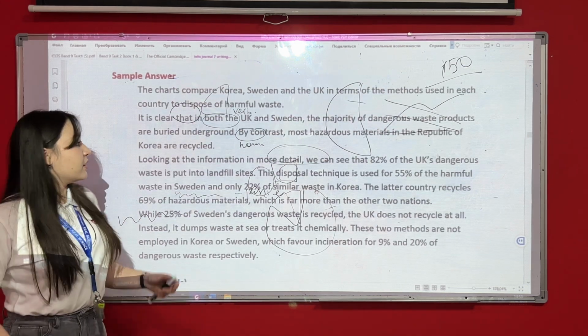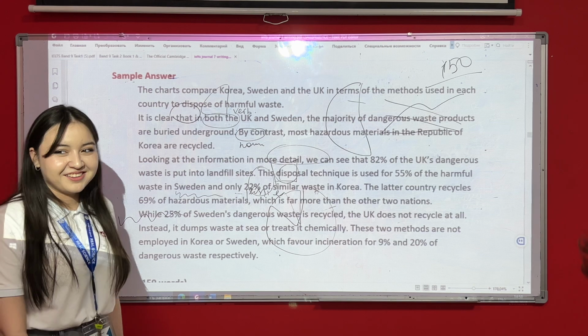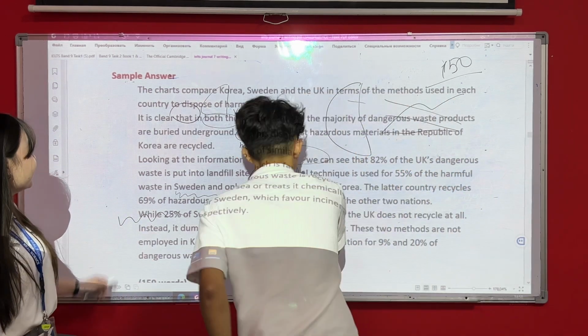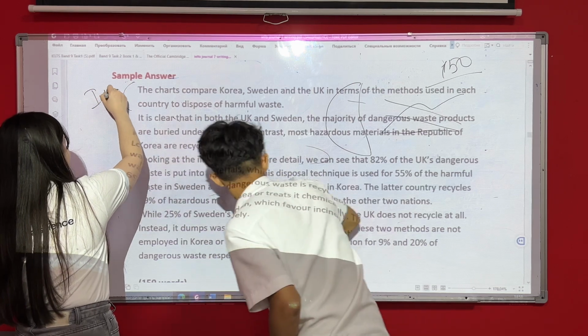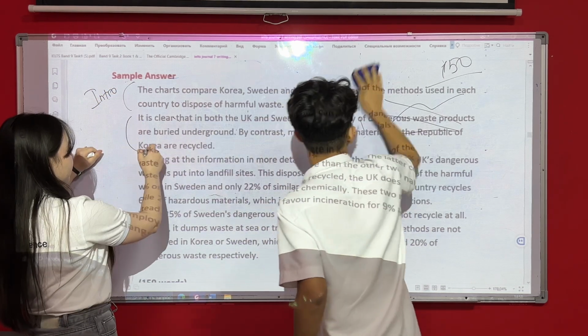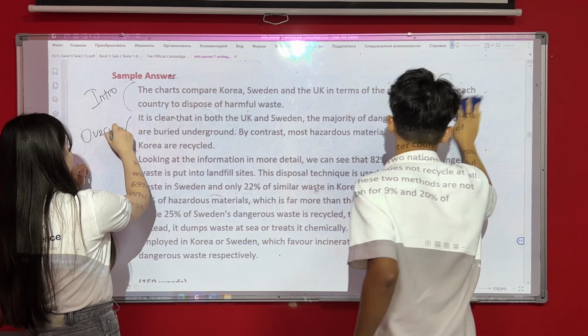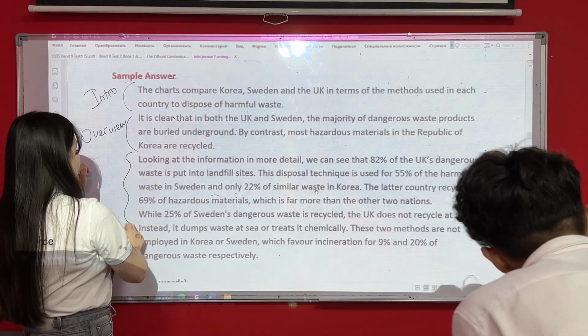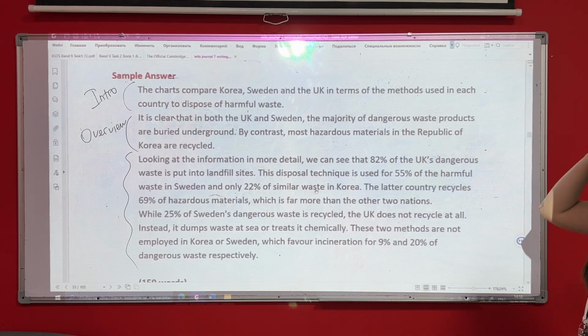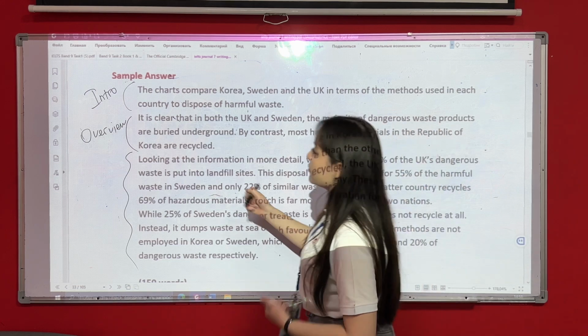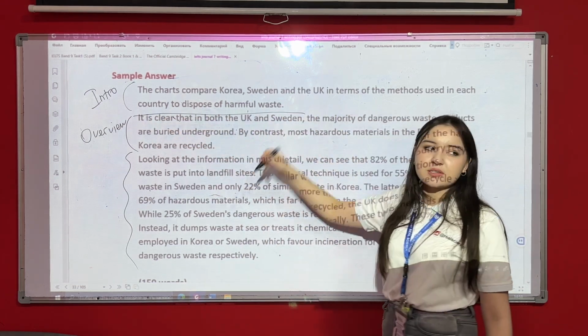So first of all, here we go. Adil Julia. So here it is. We have introduction, and here is what? Overview. Very good. And this is body. Yes. Okay. Let's read it together. The charts compared Korea, Sweden, and the UK in terms of the methods used in each country to dispose of harmful waste. Can you please tell me what is missing here?